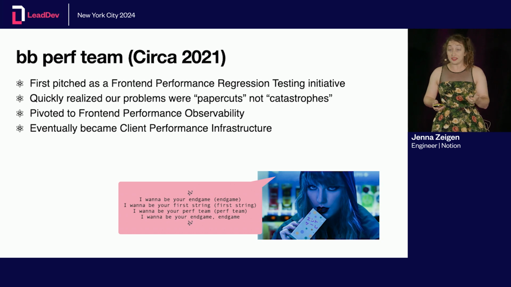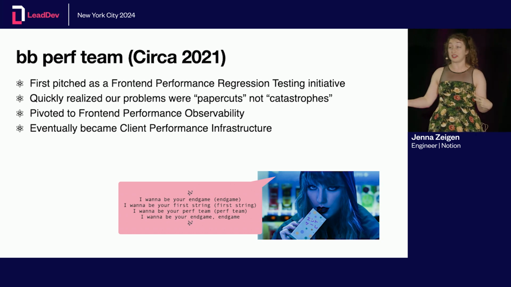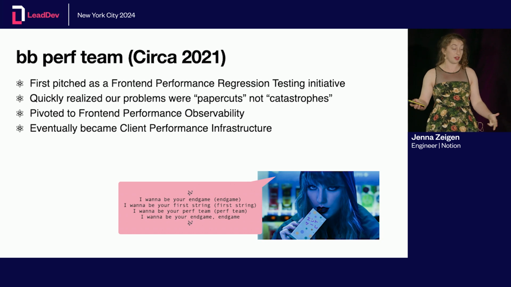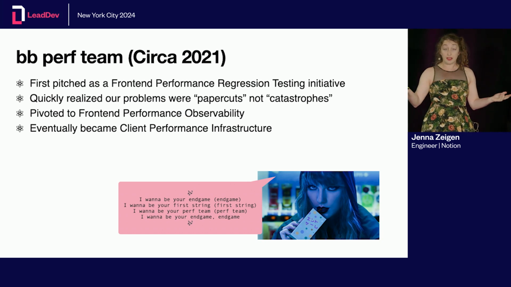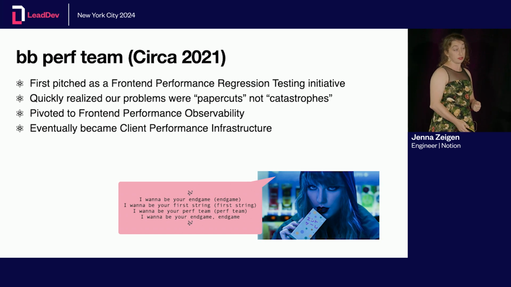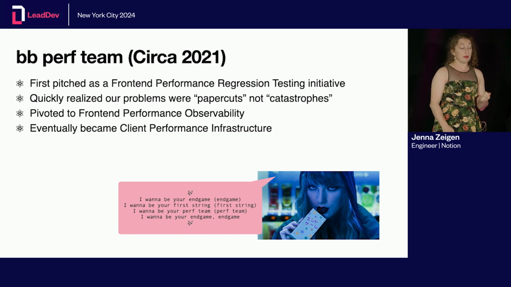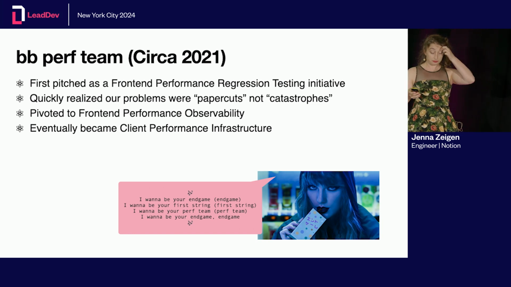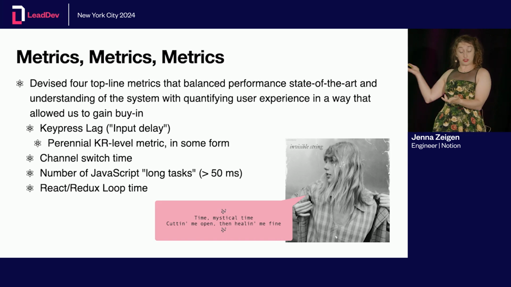So we pivoted fairly quickly to front-end performance observability. We needed to get a better handle on what was even happening here. And then down the line, once this initiative proved its value, proved that we were gaining traction, it became a real solidified team, client performance infrastructure, in the observability and performance pillar, which also came about when the team was created. All right, so observability, out of that you get metrics.